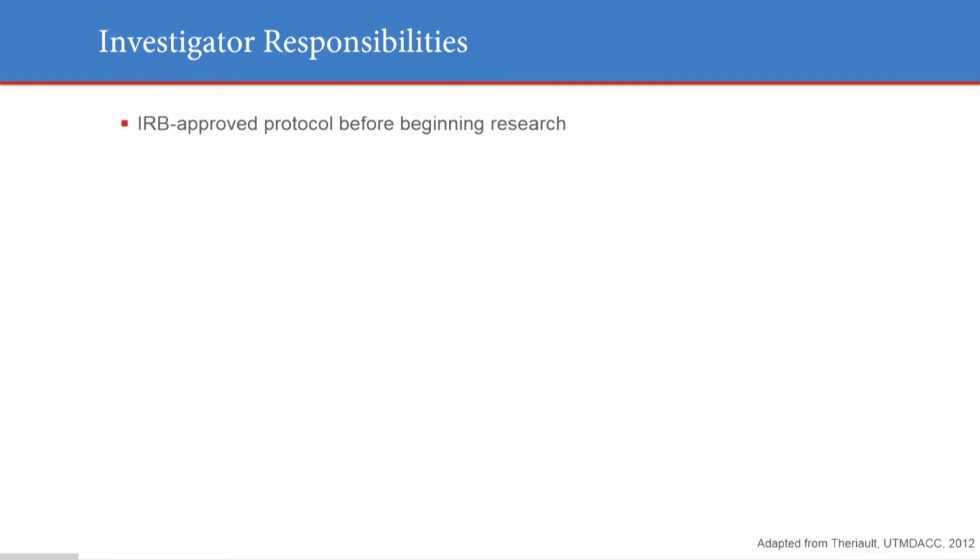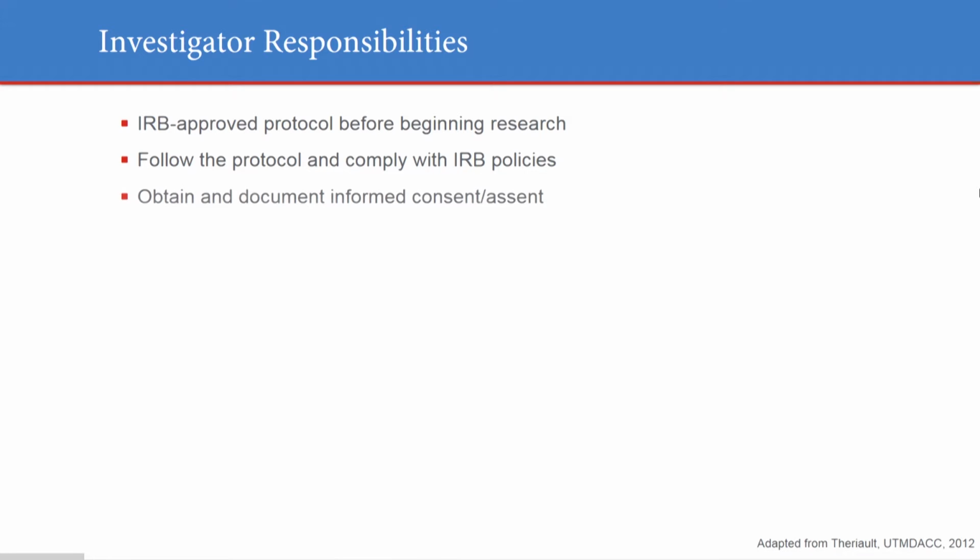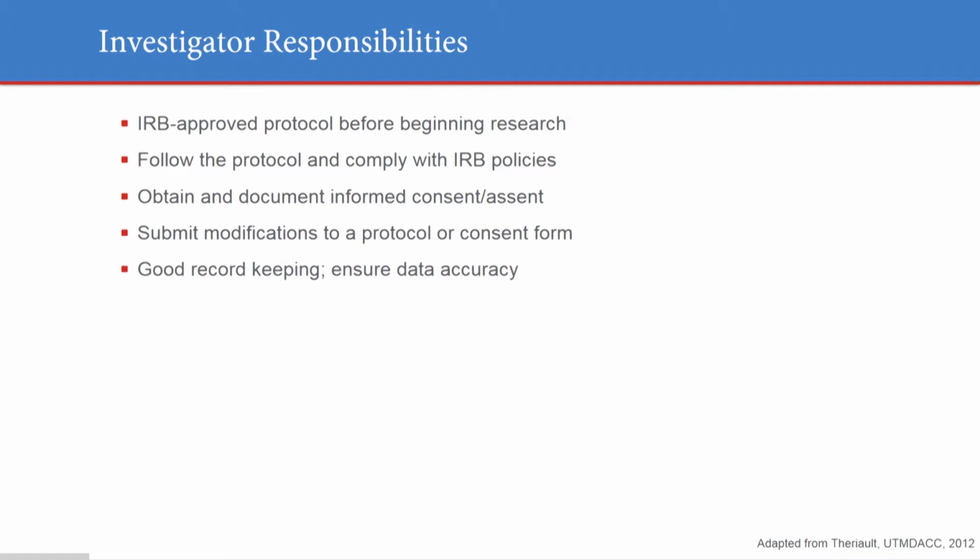An investigator should be committed to having an IRB-approved protocol before beginning research. The investigator should also follow the protocol as outlined and comply with general as well as local IRB policies. He or she should obtain and document the informed consent or assent procedures and submit modifications to a protocol or consent form in a timely and formal manner.